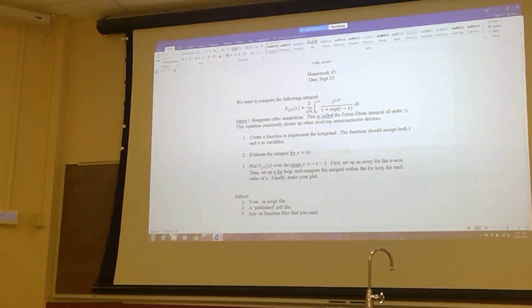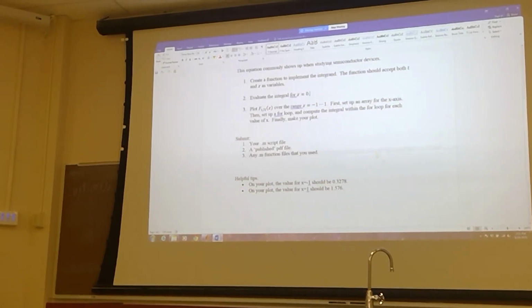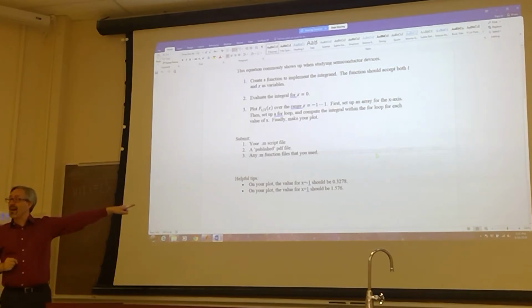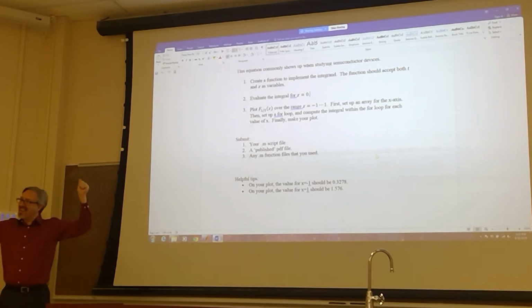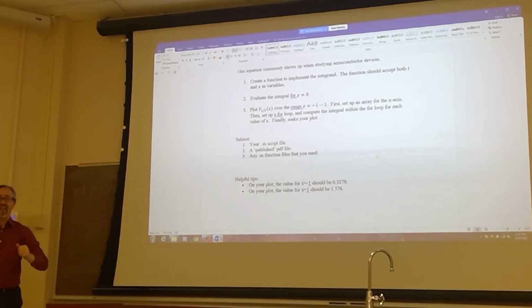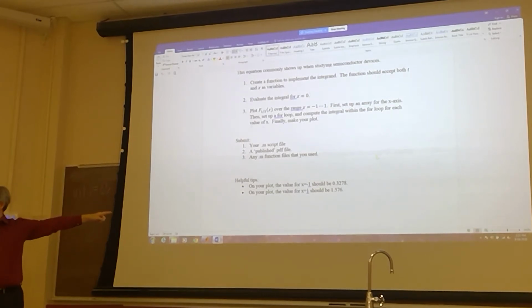Okay, and then to help you a little bit, here's the answer at x equals -1 and x equals 1. So if you get those values, you're like, yay, and you can feel good and be confident that you got the correct plot. If you don't get these numbers, you're like, uh-oh, there's a mistake, and then try to fix it.